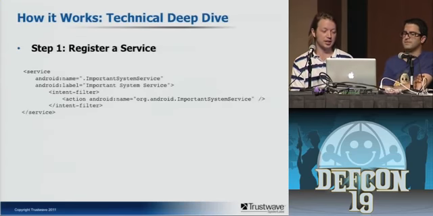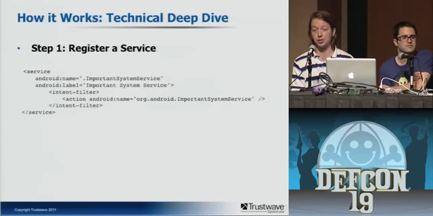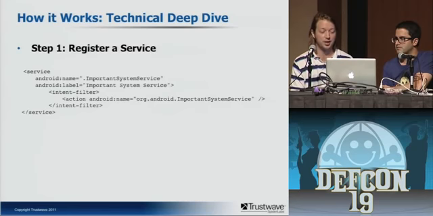So the first thing is that you need to register the service. It's going to run in the background, and the point is to monitor what's happening on the phone. So you register your service and call it org.android.important system service. If the user looks at their running services, they're going to think that's important and it's from Android, so I'm not going to quit it.